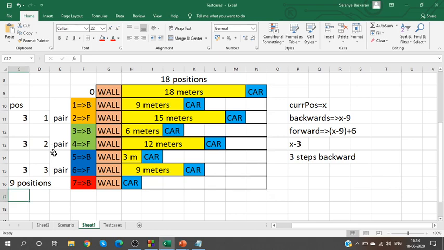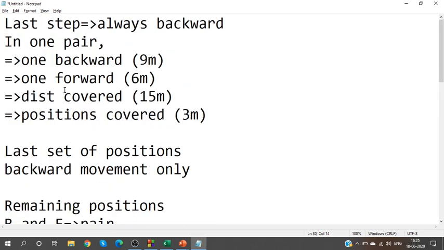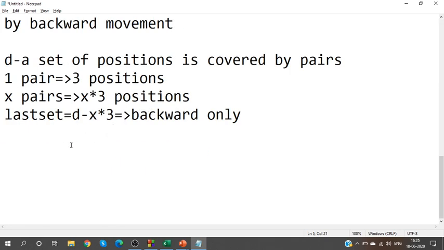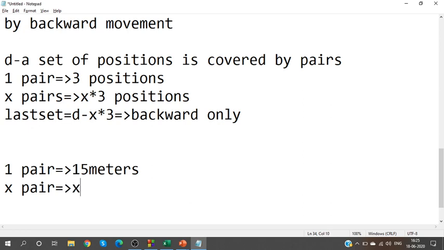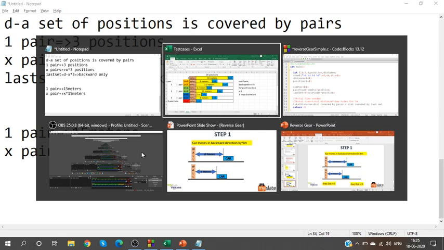Clear? I'm not speaking about positions, guys. I'm speaking about distance. What distance? I'll move backward by 9 meters, forward by 6 meters. So I'll cover a total of 15 meters in one pair. Remember that. So here I need that distance. One pair covers 15 meters. So x pairs will cover x into 15 meters.